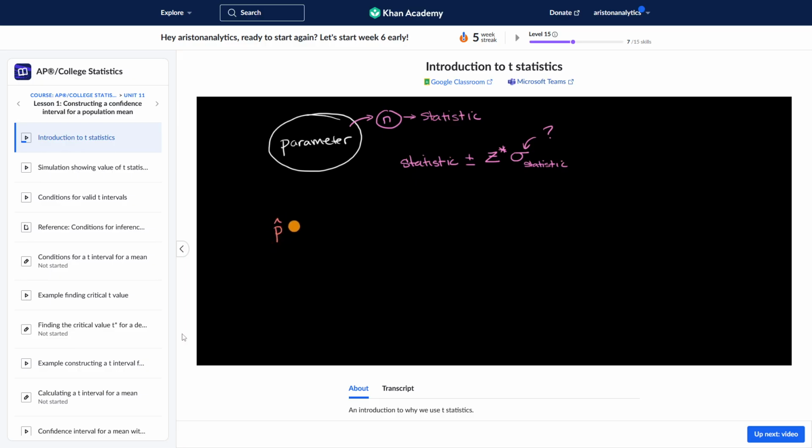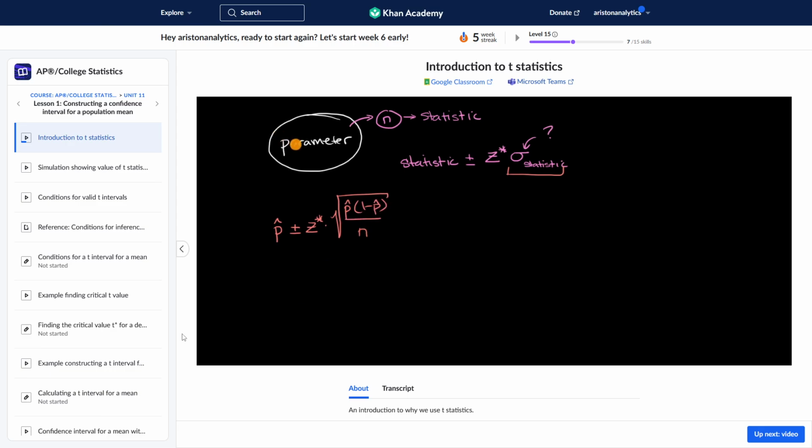know the population proportion. So instead, we estimate this with the standard error of the statistic, which in this case is p hat times 1 minus p hat, the sample proportion times 1 minus the sample proportion, over our sample size.